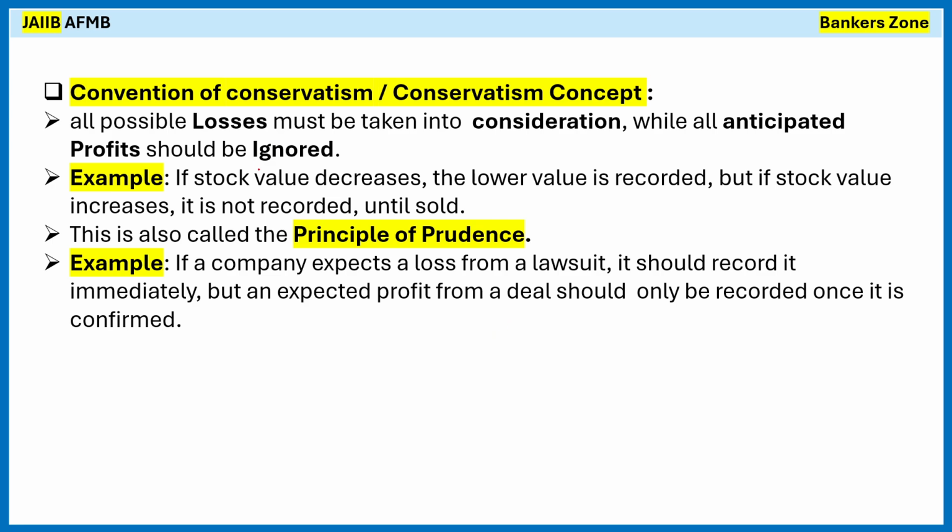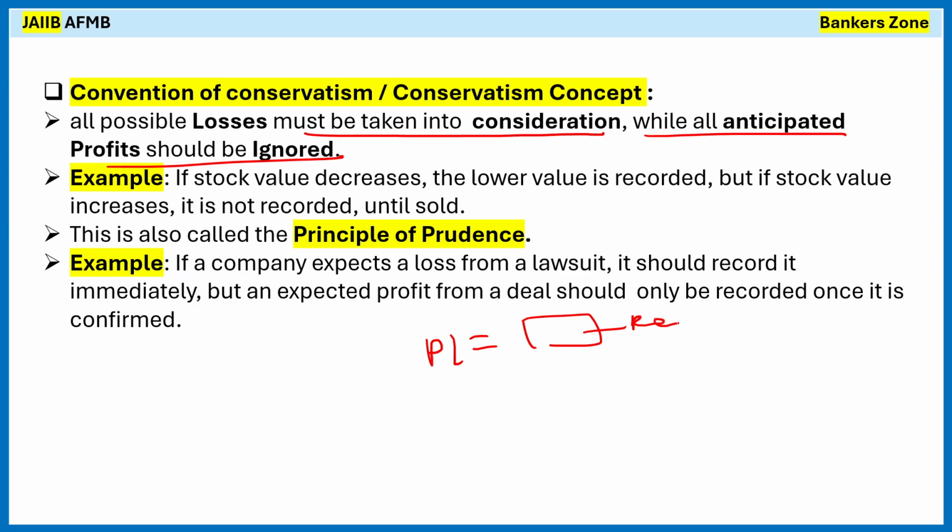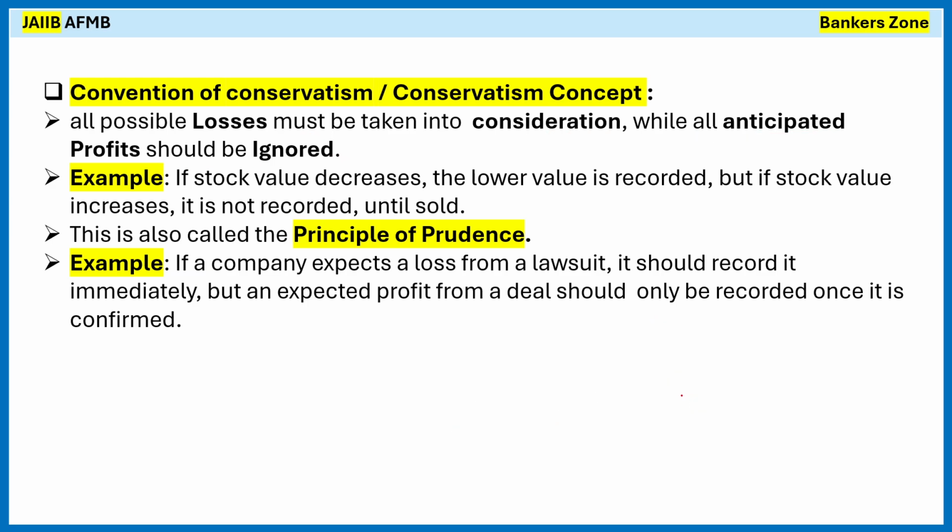So what is the conservatism concept in accounting? See, all possible losses must be taken into consideration, while all anticipated profit should be ignored. What do we mean by that? It means probable losses we will record in the books of account, right? But probable profit we should ignore. This is the meaning of conservatism. So probable losses we will record, but probable profit we should not record. This is the simple meaning of the convention of conservatism.